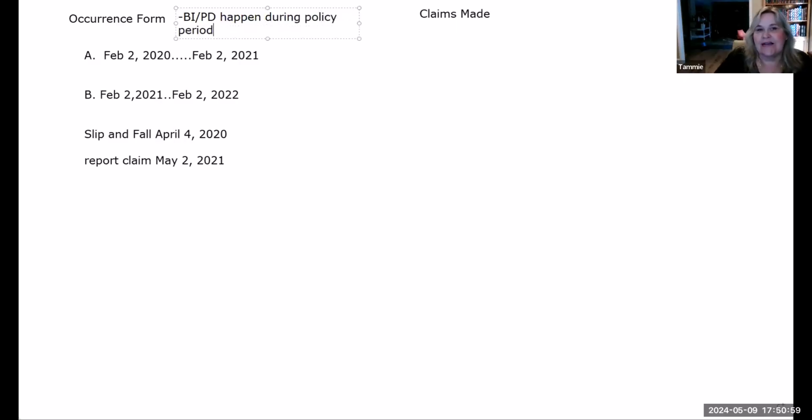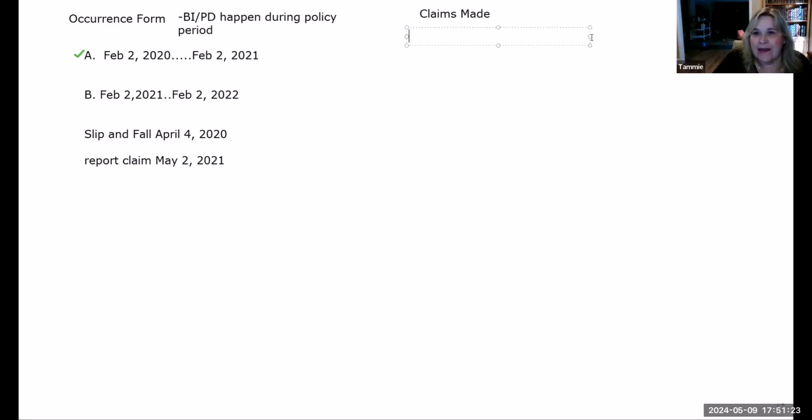Now, forget about statute of limitations for a moment. So when did the bodily injury and property damage happen? Well, it happened during this policy period here, so this is the policy period that's going to pay. When you think about an occurrence form, you're always looking back. So for your state test, remember bodily injury and property damage has to happen during the policy period.